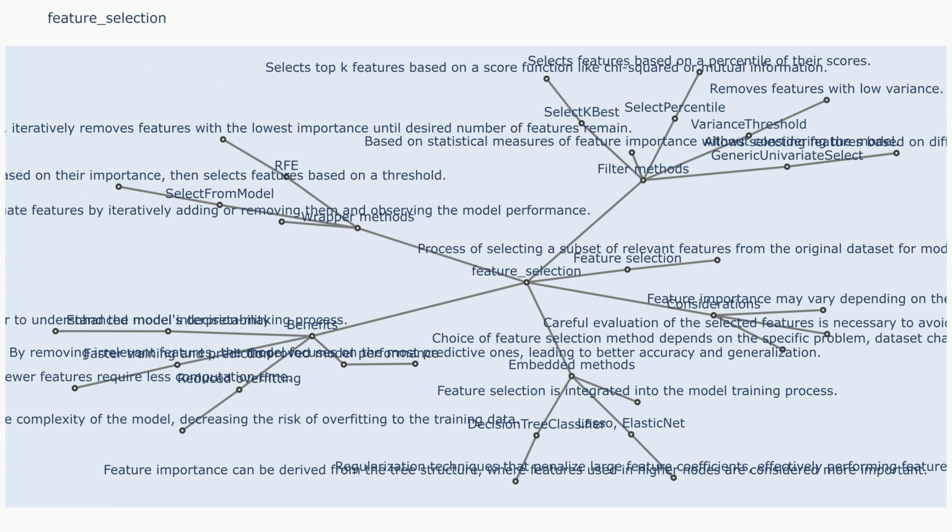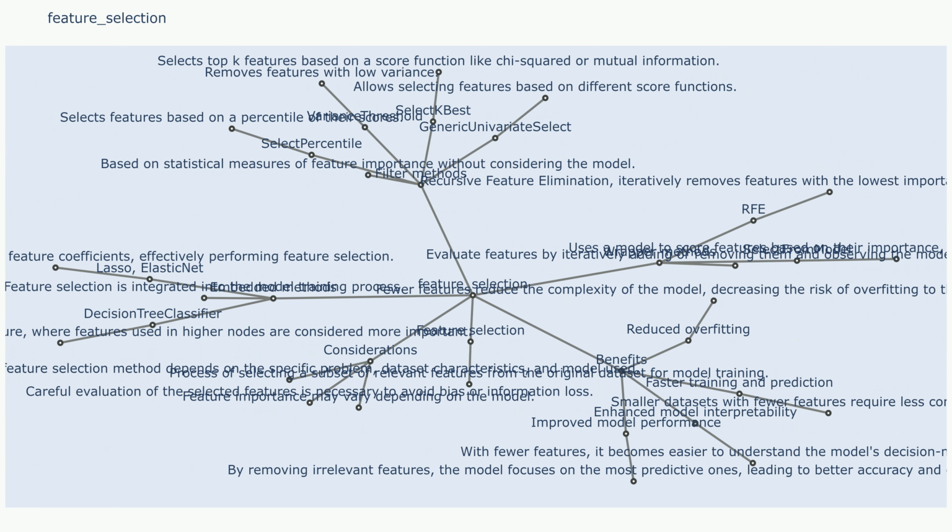SelectKBest selects the top K features based on the chosen scoring function. SelectPercentile selects a certain percentage of features based on their score. B. Wrapper methods. Recursive feature elimination. RFE recursively removes features based on the performance of a chosen model, e.g., logistic regression, SVM, until a desired number of features remain.